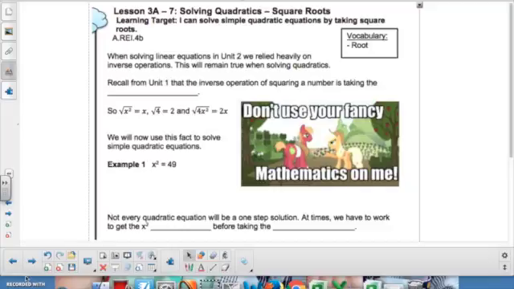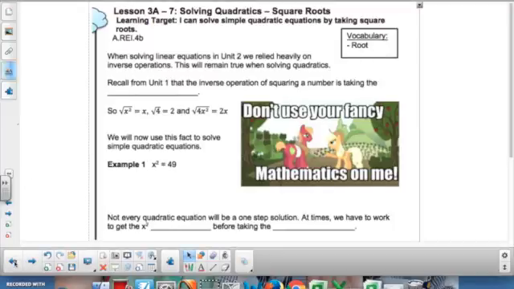Lesson 3A-7 is going to be over solving quadratics using square roots. Our learning target is that we can solve simple quadratic equations by taking the square root of each side. So we have one vocabulary word here, so let's go ahead and go to your glossary so we can fill that in.